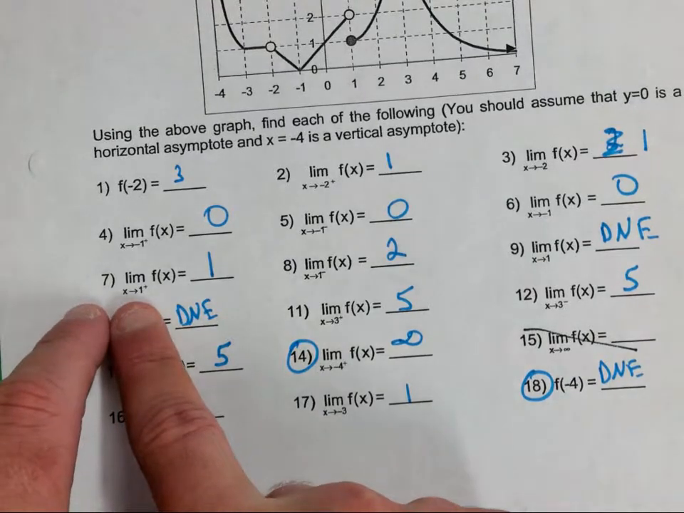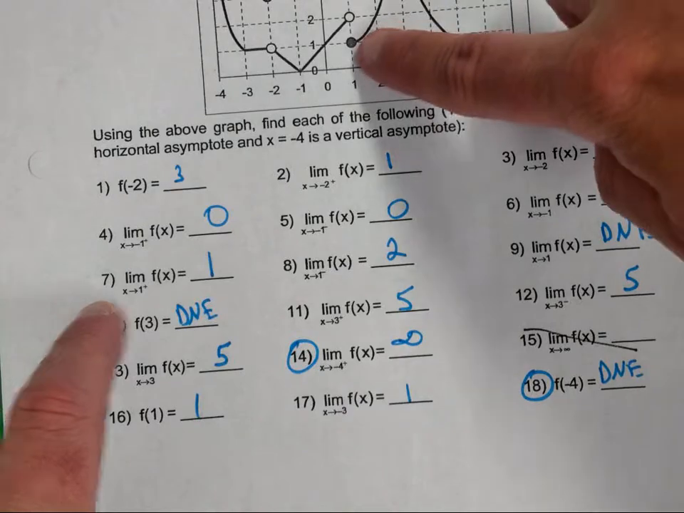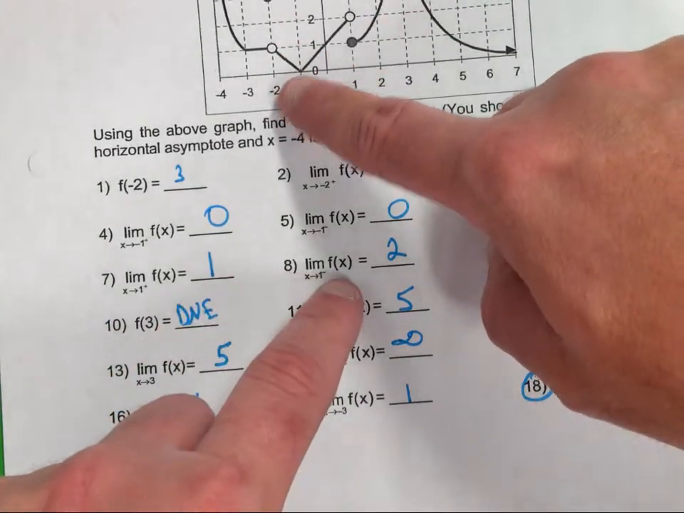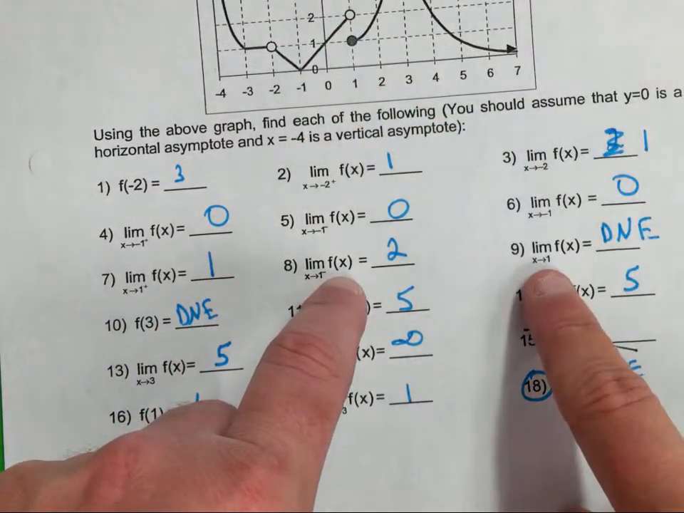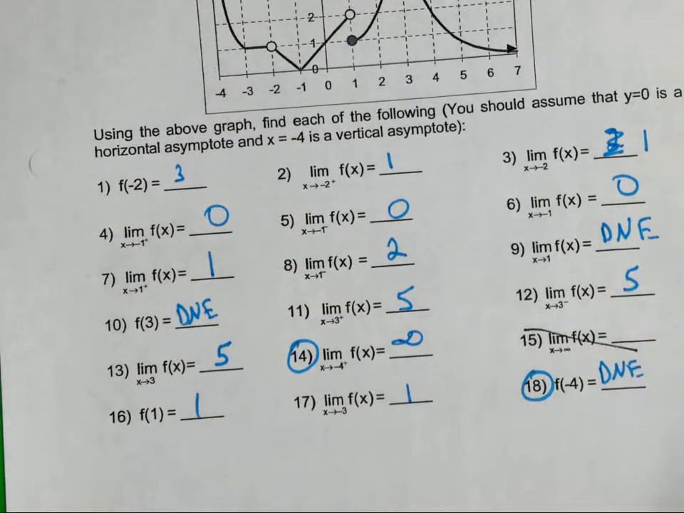The limit as x goes to 1 from the right side, I'm going from the right side, it's approaching 1. From the left side, it's approaching 2. So the two-sided limit does not exist because those are two different values.